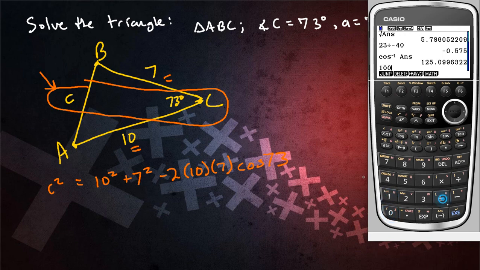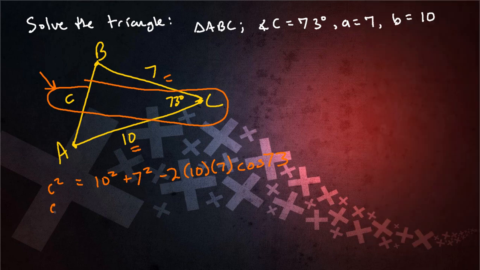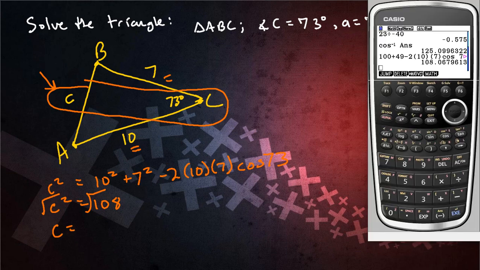That's going to be 100 plus 49 minus 2 times 10 times 7 times cosine 73. So 108. So C squared equals 108. And then I'm going to square root that, the square root of 108, and I get 6 root 3 exactly.